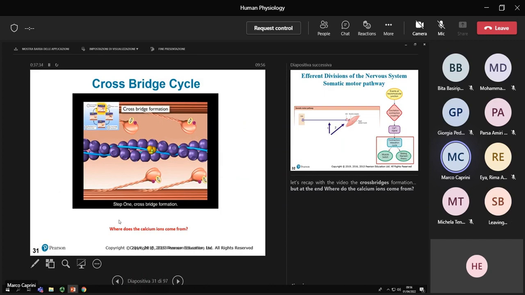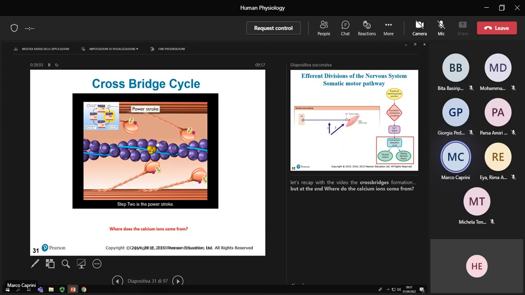Cross-bridge formation. The cycle starts when excitation-contraction coupling causes the myosin binding sites on actin to be exposed. Myosin heads bind to these sites, forming cross bridges. Myosin starts in its high energy state, in which the ATP binding site on the myosin head is occupied by ADP and inorganic phosphate. The myosin head is ready to pivot for the power stroke.